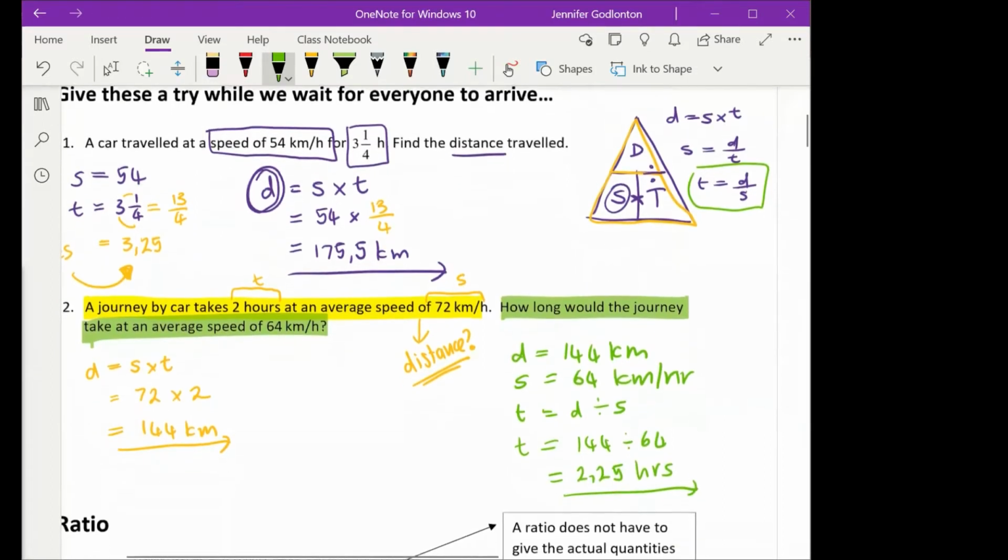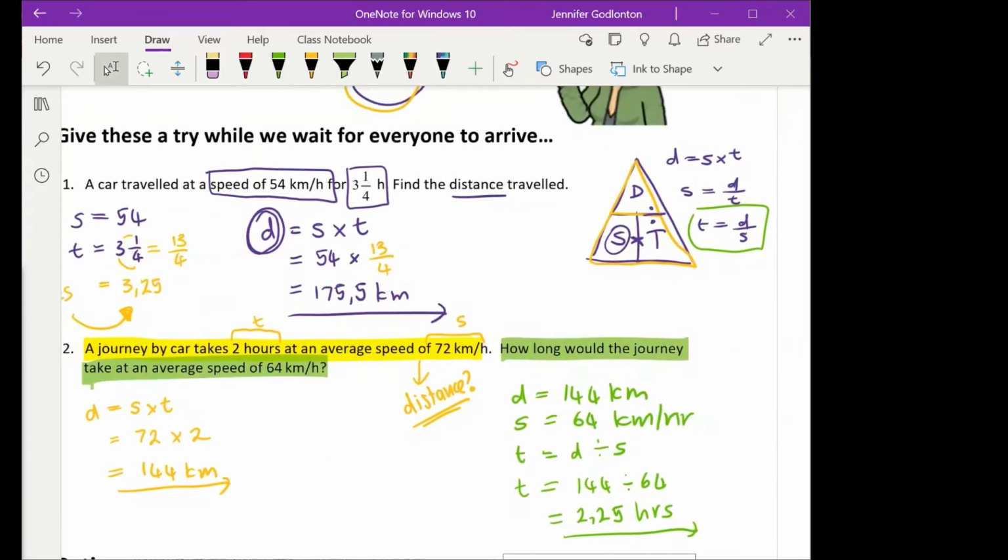But I don't really want that to be my answer. I want my answer to be hours and minutes. Can someone tell me what my minutes would be? Who are my brain buffs here? I know it's going to be 2 hours, but how many minutes is it going to be? No takers. Okay, we've got 145 minutes as one of our options.